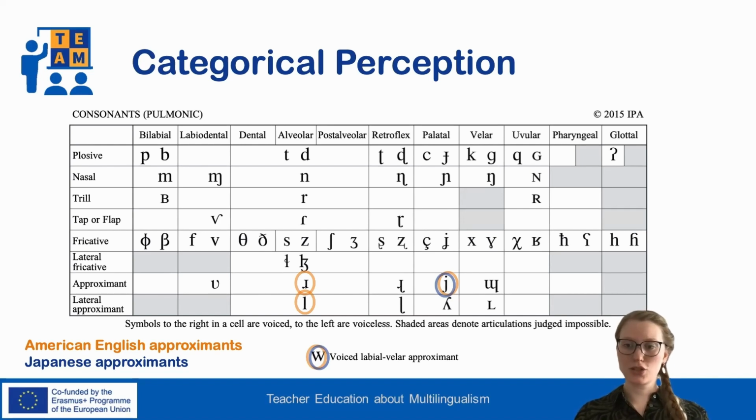And we first need to have a look at different approximants in American English and in Japanese. So you can see it here on this chart from the International Phonetic Alphabet. The orange circles show what the American English approximants are, and the blue circles show the Japanese ones. And you see that for American English, there are two more approximants.